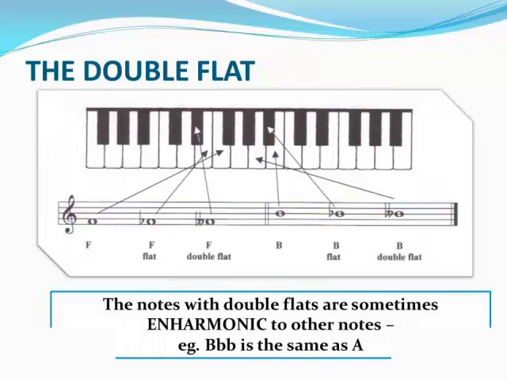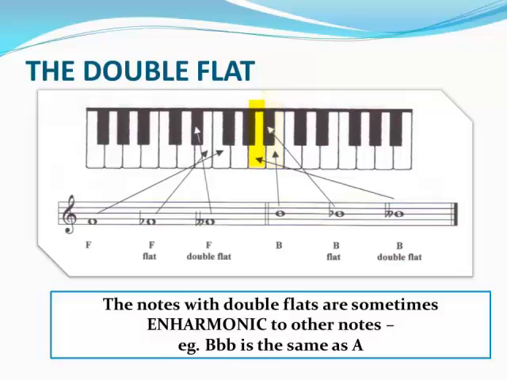Let's look at some double flats here. Our first note is F, which of course we know is on the white key. F flat is the enharmonic twin of E. F double flat is the enharmonic twin of E flat or D sharp. In the next example we have B. B flat is on the black key, no problem. To find B double flat we need to go down one more semitone. The enharmonic twin of B double flat is A.